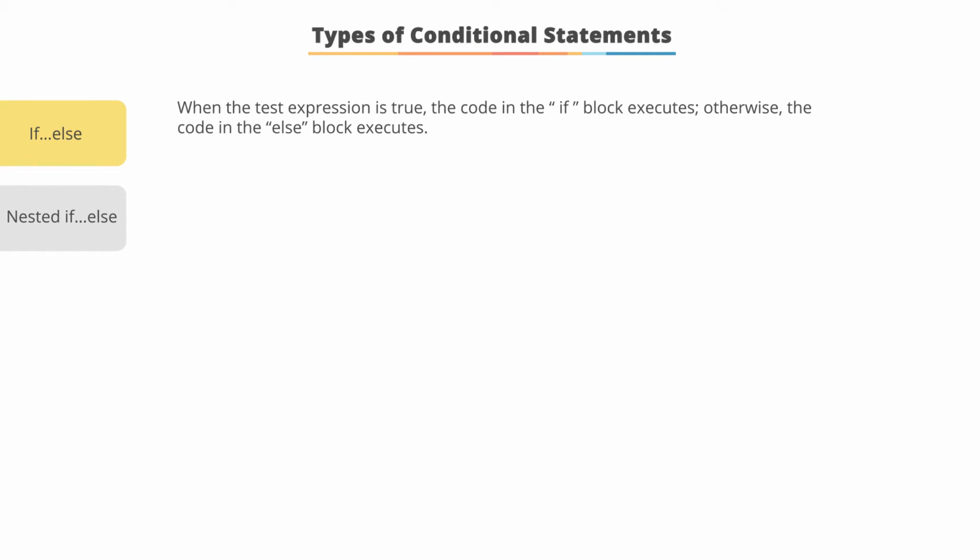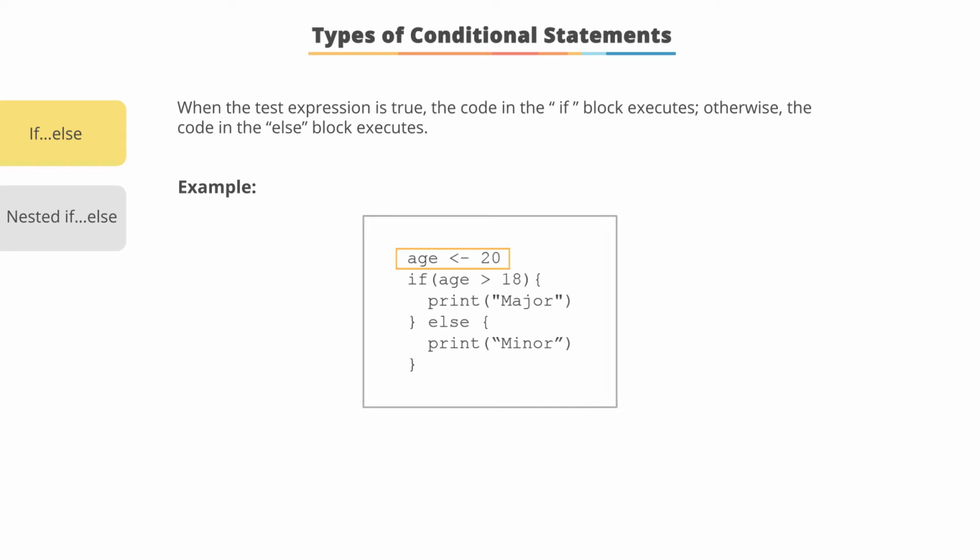Well, if a test expression is true, the code of an if statement block executes. Otherwise, the code of the else block executes. So let's look at this example. We say age is equal to 20. So if age is greater than 18, and what R is doing here is imputing the 20 in there.